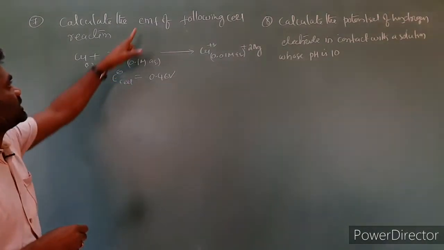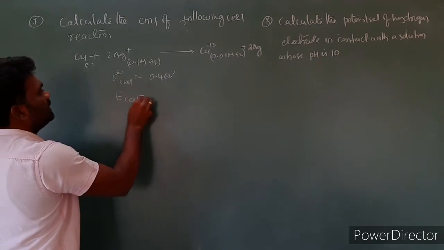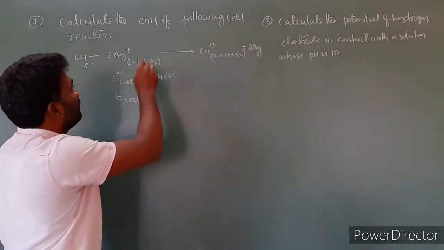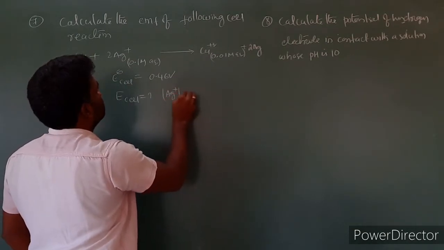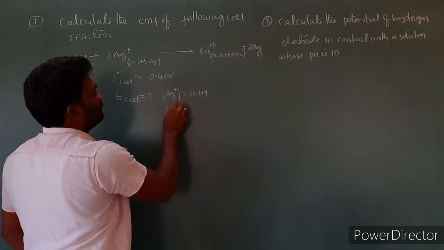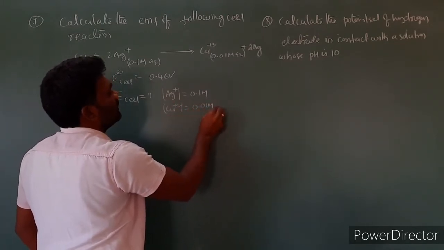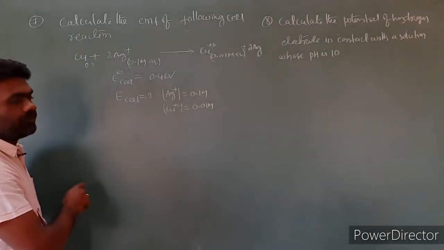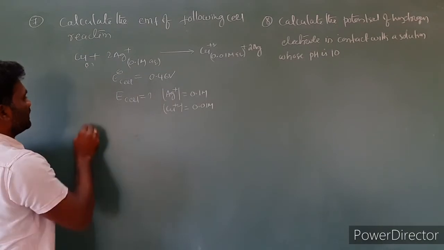So what we have to calculate is the EMF, nothing but E cell is a question mark. And we have to write the next data: Ag+ concentration is equal to 0.1 M, and the concentration of Cu2+ ion, how much is given? 0.01 M. Then we have to apply the Nernst equation to this cell reaction.